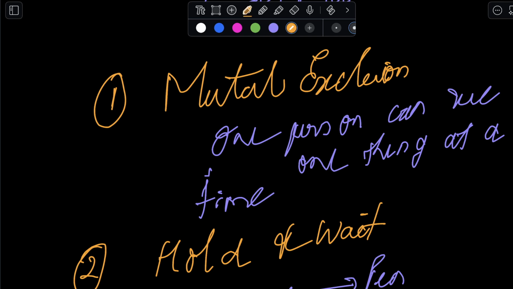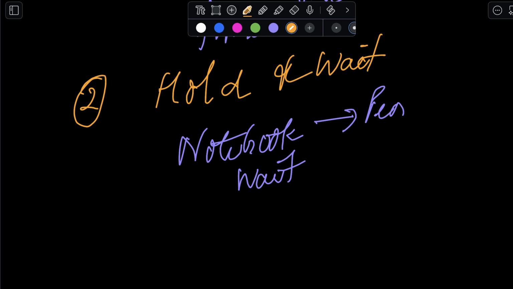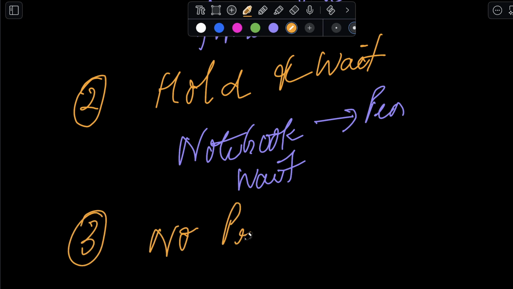Okay, no preemption. So preemption is basically forcefully taking out. We can't force anything to happen. So basically, he's saying that we can't force.